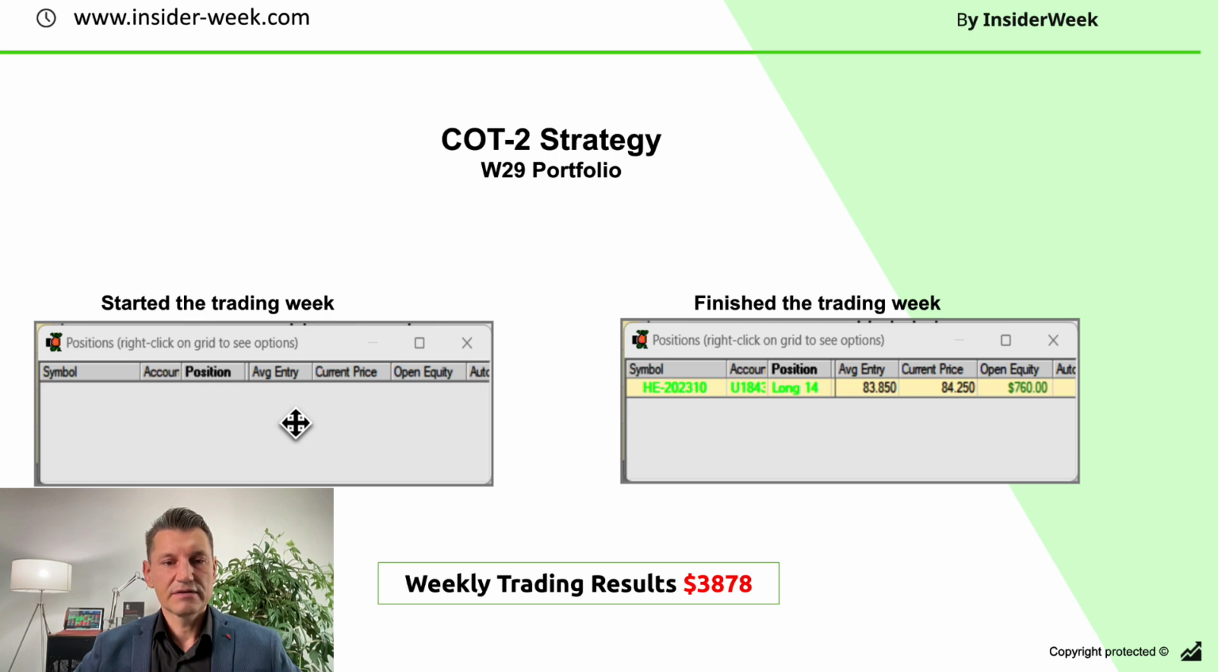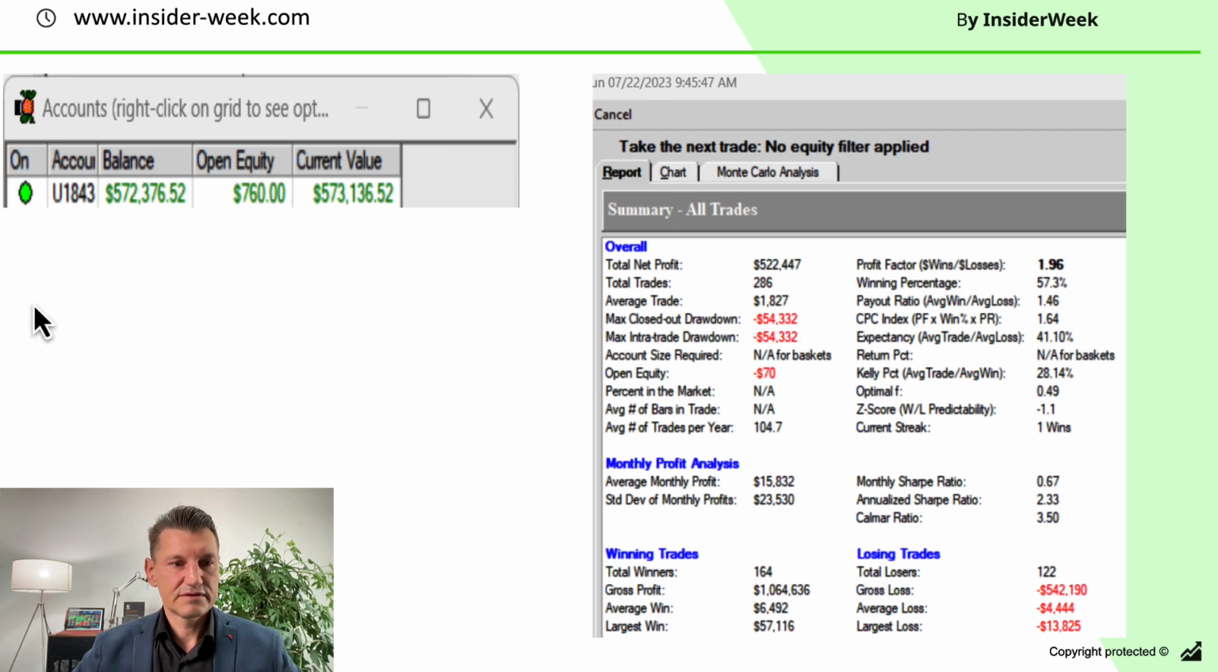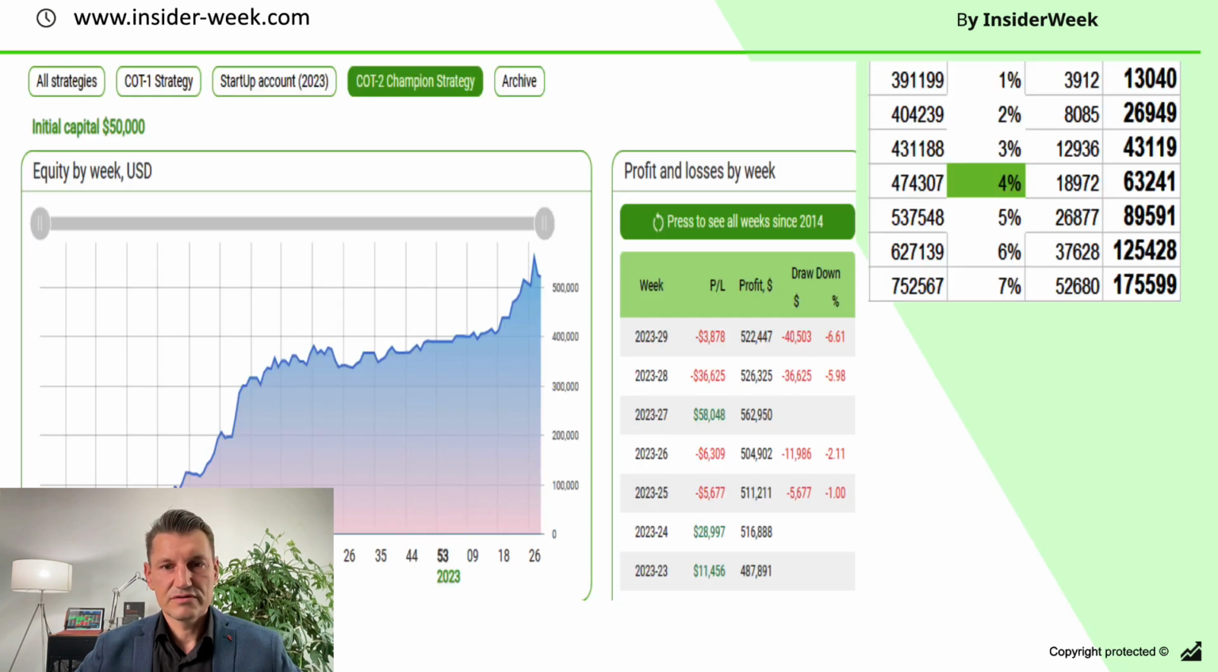Let's have a look at CFTC trading strategy. So I started in the last trading week with an empty portfolio, and I finished the trading week with 1 position in my portfolio. During the week, I did several trades. So the weekly trading result is $3,878. So this is the statistic of this strategy. So let's have a look at the trading account. The account size is $522,000. I trade a range from 1 until 4% risk on this trading account.